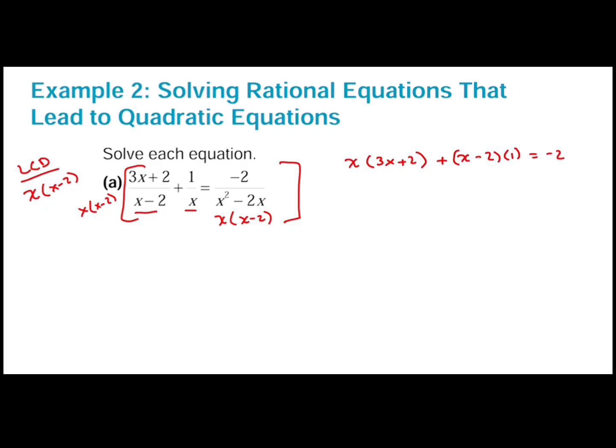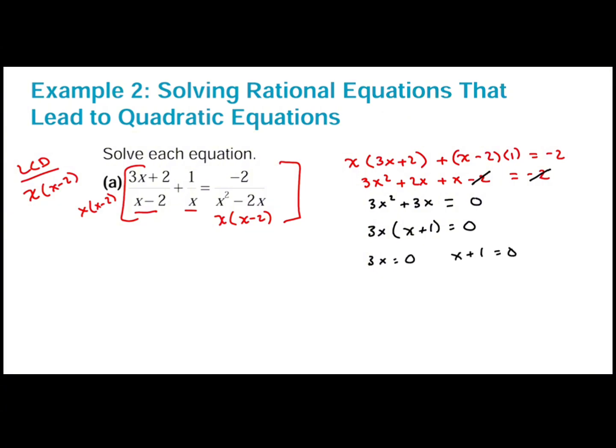All right. So now when we distribute, we will get what? 3x squared plus 2x plus x minus 2 is equal to negative 2. Now, I'm going to change colors because we're going to get rid of some stuff. This time, this and this, it does what? It goes away. Therefore, this is 3x squared plus 3x is equal to 0. Therefore, if I factor out 3x, it'd be 3x times x plus 1 is equal to 0. So I got 3x is equal to 0 and x plus 1 is equal to 0. So x is equal to 0 and then x is equal to negative 1.